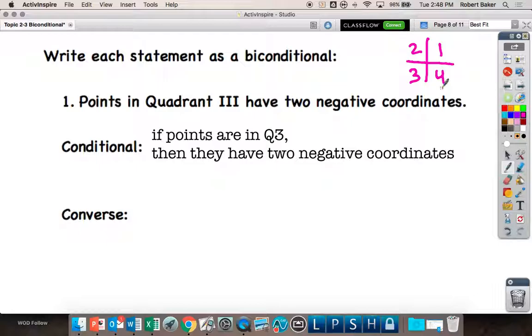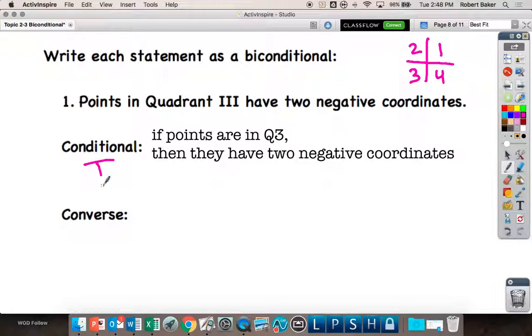Cool, right? Or it goes 1, 2, 3, 4 counterclockwise. If you go negative x and negative y, you wind up in quadrant 3. Yes, so this statement is true. Now maybe if your parents watch this, they'll be like, yeah, good for that guy.